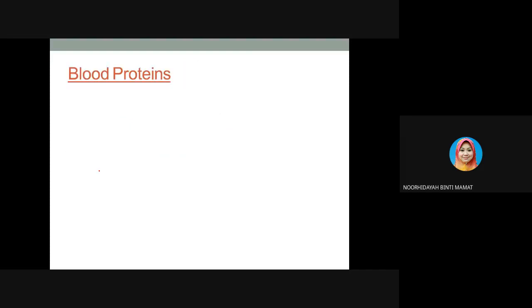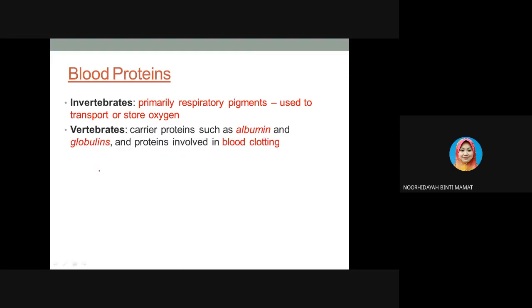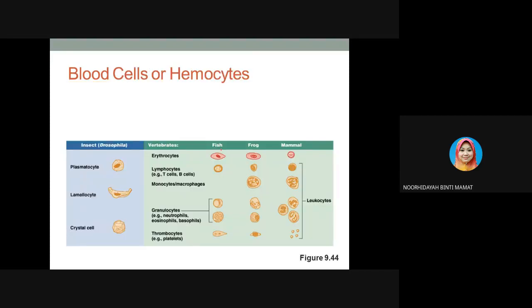The blood proteins in invertebrates are primarily respiratory pigments, normally used to transport or store oxygen. For vertebrates, it carries proteins such as albumin and globulins, and also proteins involved in blood clotting.